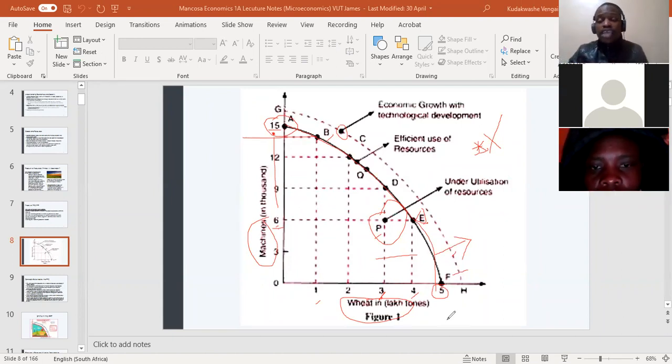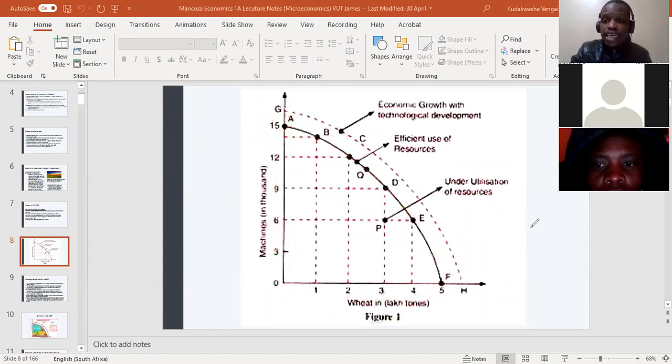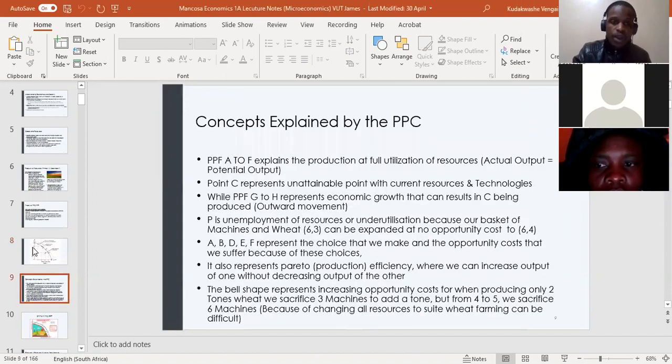And therefore, the point C, which was not attainable before, is now attainable after an increase in the resources of a country. So that's the production possibility curve for you. Okay. So I think those are the various concepts.